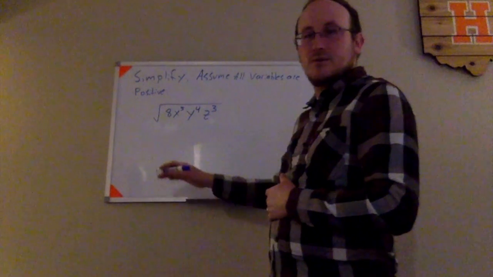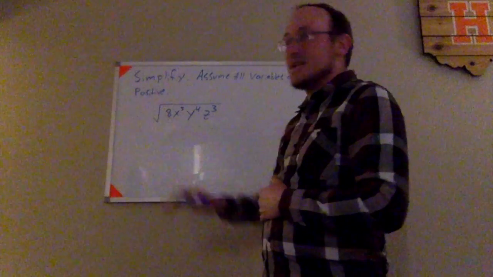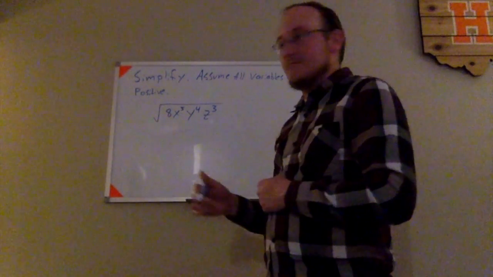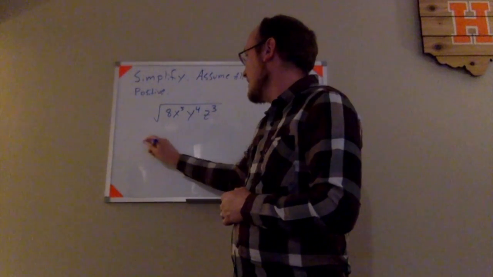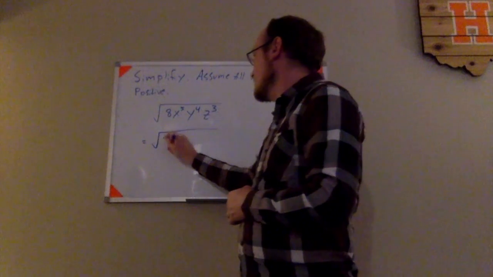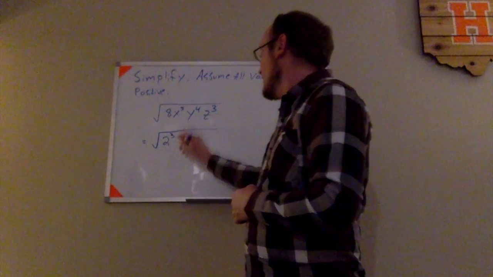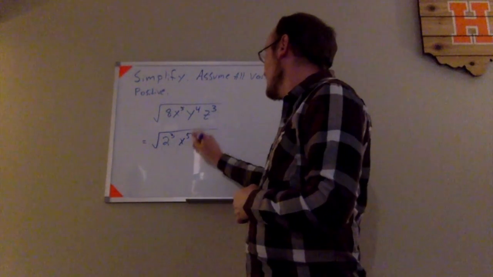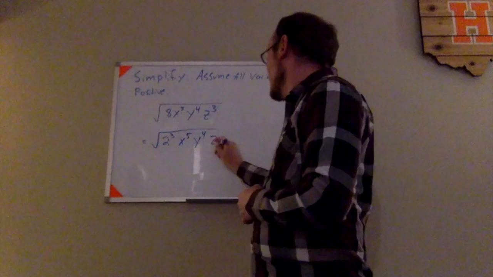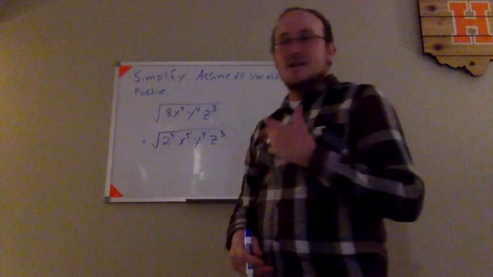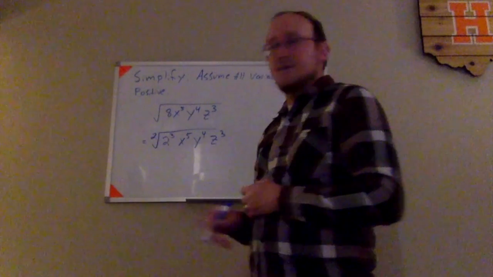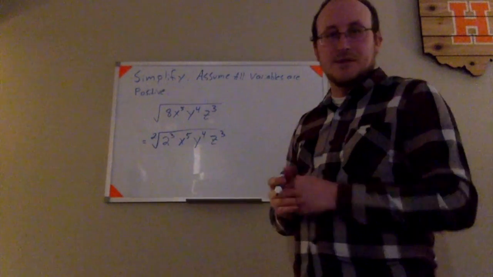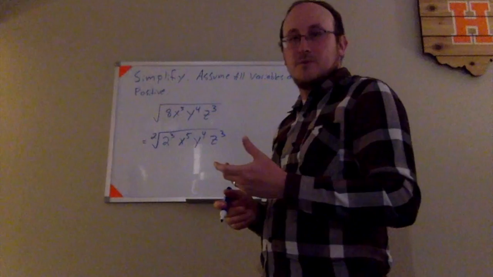Let's go ahead and make sure that we rewrite the 8 as a product of prime numbers to powers. I already know how 8 breaks down. It breaks down as 2 cubed. And then I have the x to the 5th, y to the 4th, z to the 3rd. And the index here on this square root is assumed to be a 2 when I don't have a number written there for the index. So I'm just going to go ahead and pencil that in to help make that a little bit more visual.